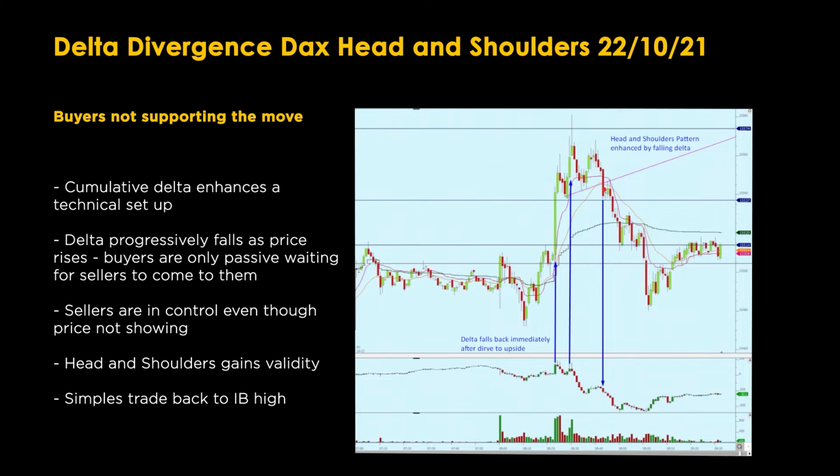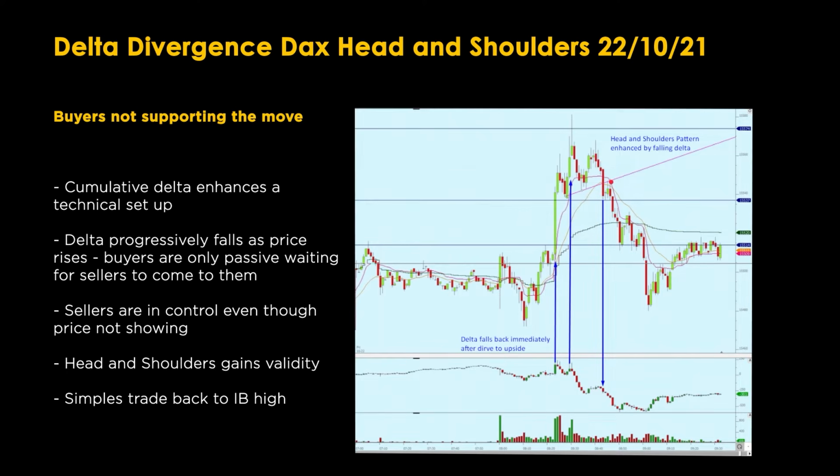Now you're starting to think, right, now I've got a setup. I've got a technical reason to sell. I've got the delta reason to sell, that sellers are in control. And I've got a clear target back to these highs around 514. That's the initial balance high. So you've got all the hallmarks of a trade here. So what you're now looking for is a drive through the head and shoulders neckline. Simple head and shoulders trade.